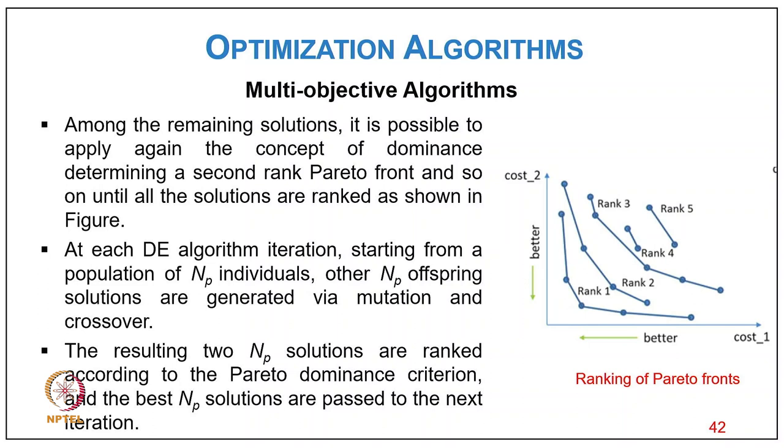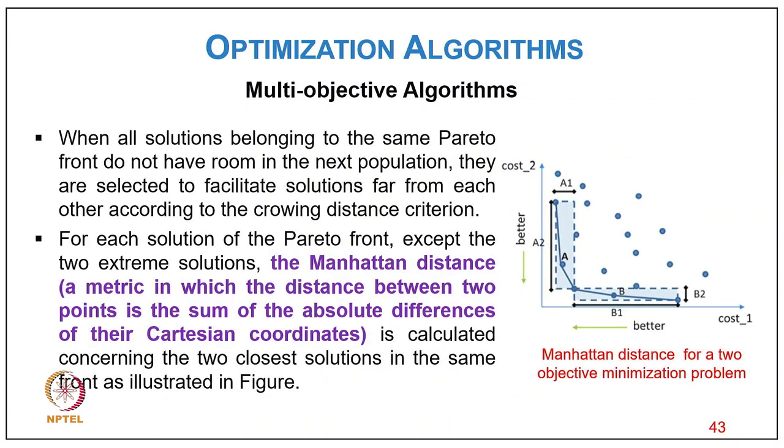At each algorithm iteration, starting from a population of NP individuals, another NP offspring solutions are generated via mutation and crossover. The resulting 2NP solutions are ranked according to the Pareto dominance criteria, and the best NP solutions are passed to the next iteration. So you can see how they are ranking the Pareto fronts towards the better, from rank 5 to rank 1.